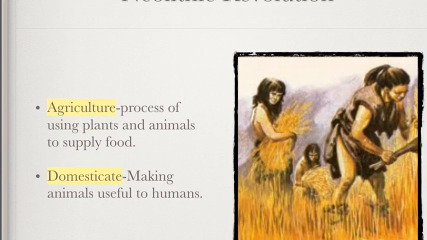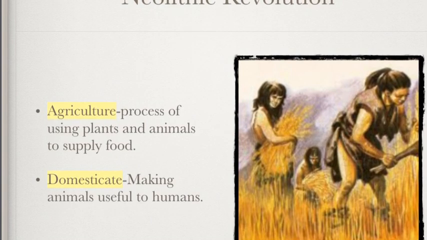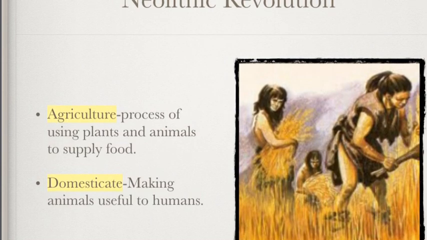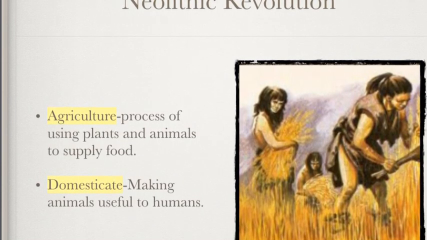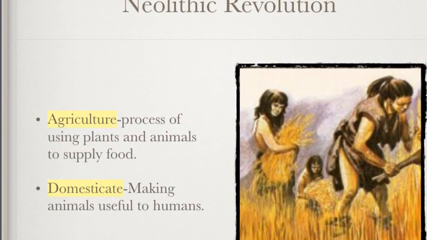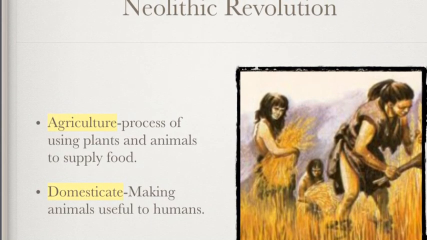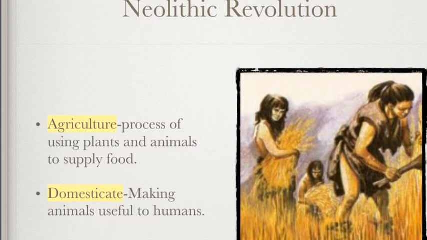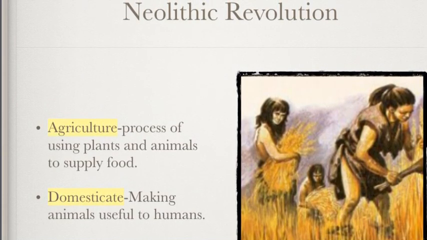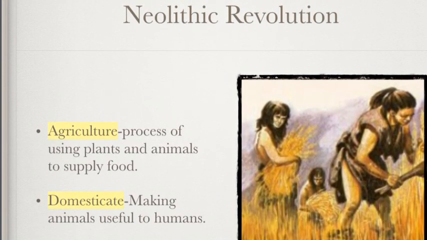What humans started to do is use agriculture, or the process of using plants and animals to supply food, because they realized it was a way to have a steady amount of food instead of relying on hunting the animals. Also, they began to domesticate animals, or make those animals useful for them. For instance, they started to get milk from the animals, use their furs for clothing, or use the animals to help plow the fields. So this allowed the early farmers to stay in one place.